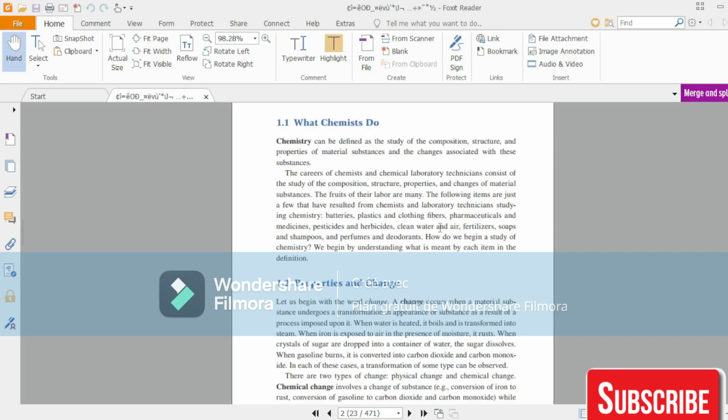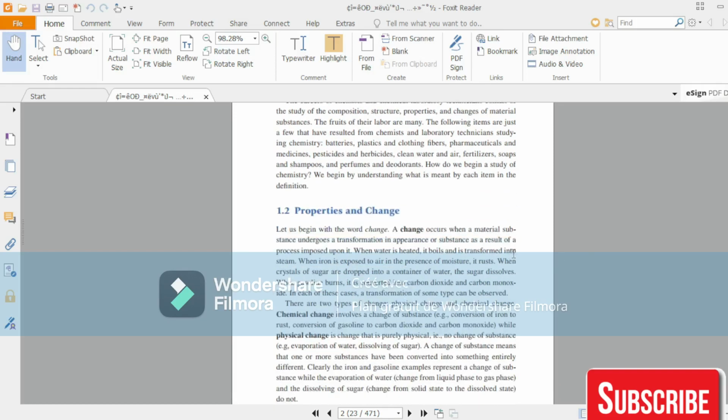The following items are just a few that have resulted from chemists and laboratory technicians studying chemistry: batteries, plastics, and clothing fibers, pharmaceuticals and medicines, pesticides and herbicides, clean water and air, fertilizers, soaps and shampoos, and perfumes and deodorants. How do we begin the study of chemistry? We begin by understanding what is meant by each item in the definition.